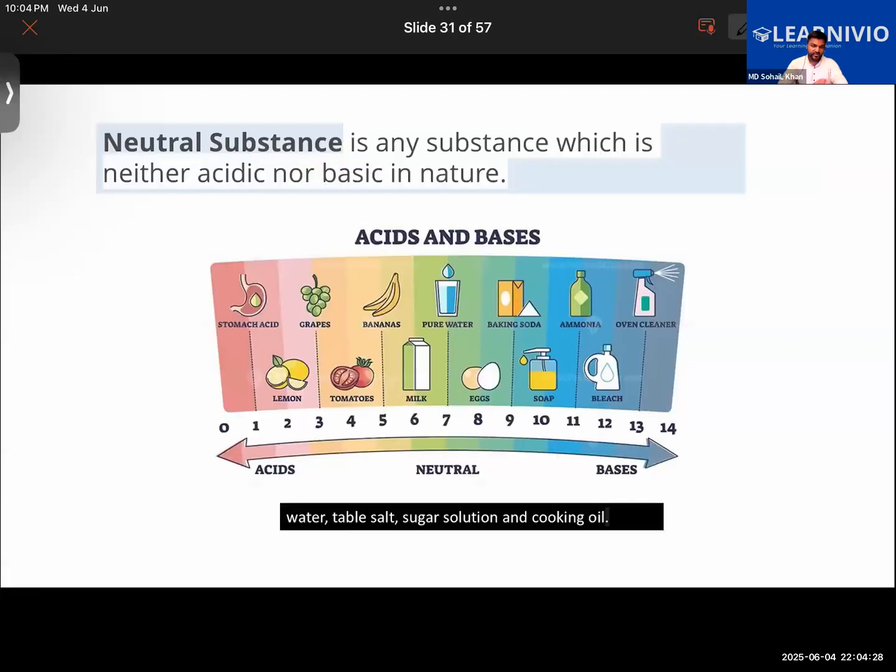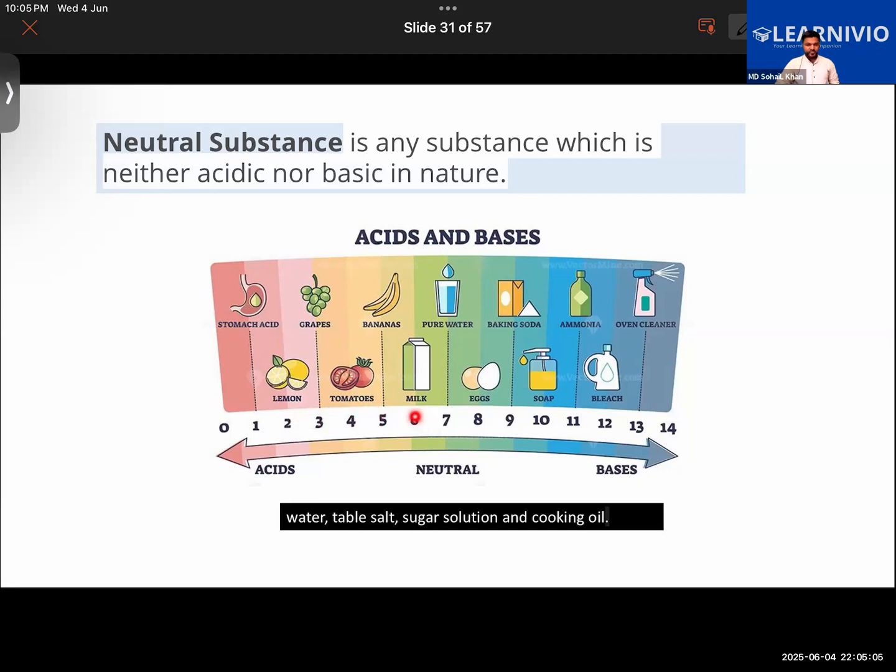We are going to continue with a new topic today, that is neutral substances. Neutral substances are any substance which is neither acidic nor basic in nature. So their pH level will be around 7, or very, very close to 7. All these different materials like stomach acid, which is hydrochloric acid secreted in our stomach, lemon, grapes, tomatoes, milk, bananas, all of them contain acids, right?